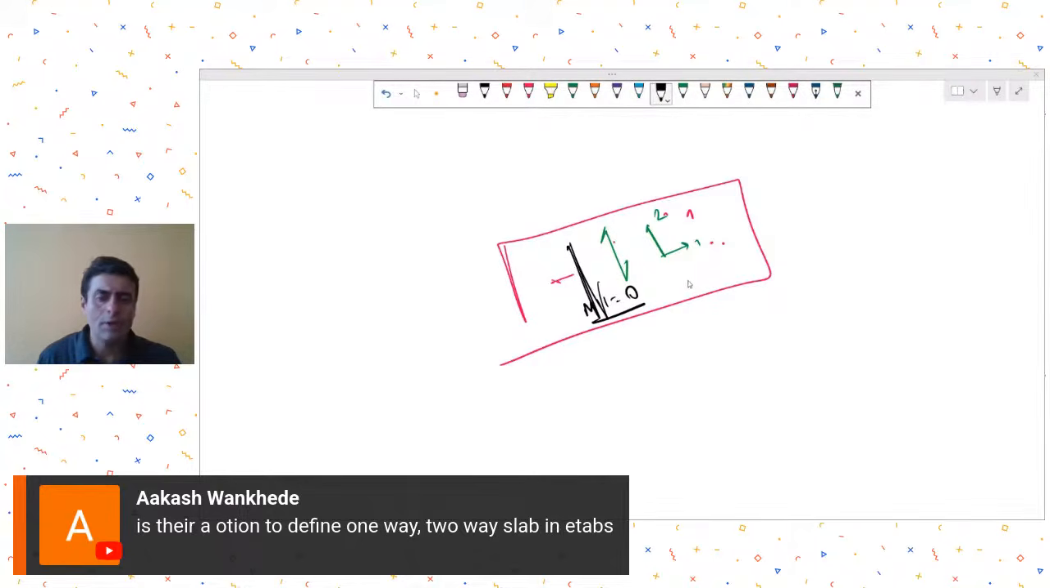But as a default, when you model any slab in ETABS, it's not one-way, it's two-way. The behavior will depend on the stiffness and the aspect ratio and the stiffness of the supporting beams and columns. So in the sessions, we have discussed these things in detail. You go on watching the sessions, you will understand what I'm saying. Okay.